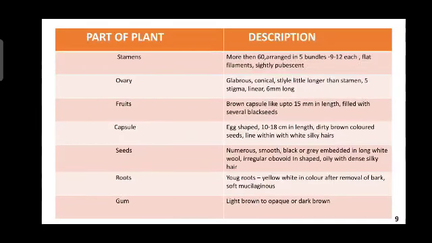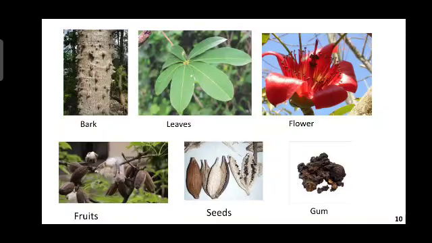Roots: young roots are yellow white in color after removal of bark, soft, mucilaginous. Gum light brown to opaque or dark brown. Here we can see pictures of bark, leaves, flower, fruit, seeds and gum of a Bombax tree.